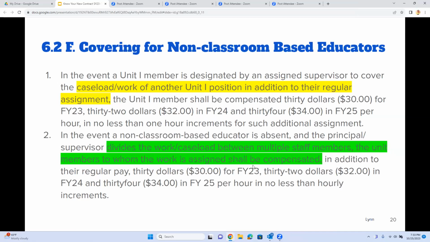If a para is assigned to your class and they are not there, you do not get sub pay. Paras do not count under the category. Neither do IEP aides. Dedicated aides do not count under that category either. Right. You only get paid when you're doing the work of another Unit 1 member.